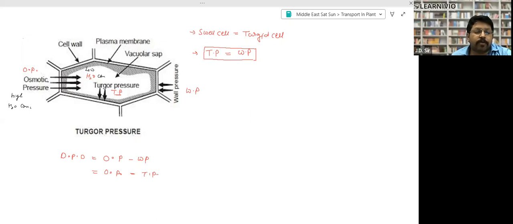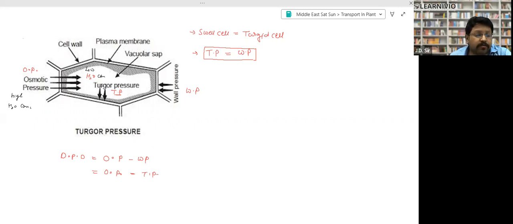So when the water moves inside, the water will exert pressure from outside to inside. So the water molecules will impart pressure on the membrane of the cell. That is called osmotic pressure, OP, right? When water goes inside this vacuole. So this is a plant cell, this is the cell wall, this is the plasma membrane, and this is the vacuole. And we know the water collects inside the vacuole, right?